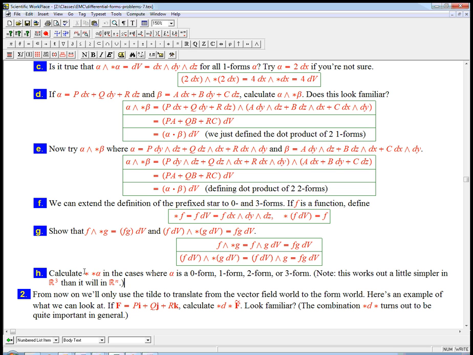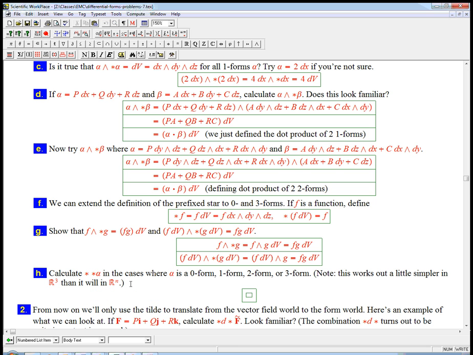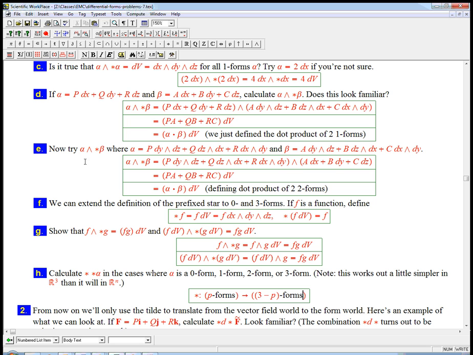Now, here's a funky thing. Star takes a p form to a 3 minus p form. So star takes the space of p forms and takes it to, in 3 dimensions, 3 minus p forms. Let me put parentheses. And you might guess what the version of this would be in n dimensions, okay? And so if you do it twice, you're going to get back to where you started in terms of what kind of form it is.